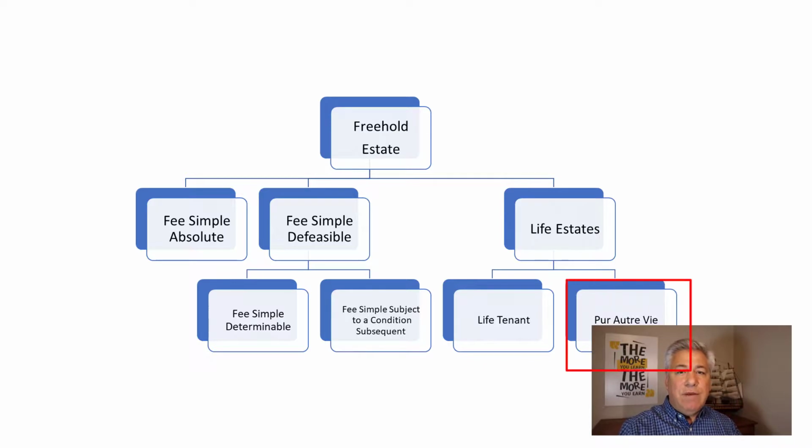Ownership can be measured on the life tenant's life, or we can name somebody else. Pour autre vie, for the life of another. The life tenant owns the property based on some other person's lifetime. In fact, this is where life estates originated. Back in the days of the kings and the knights. You know, back then everybody wanted to bump off the king, and the king was looking for protection.